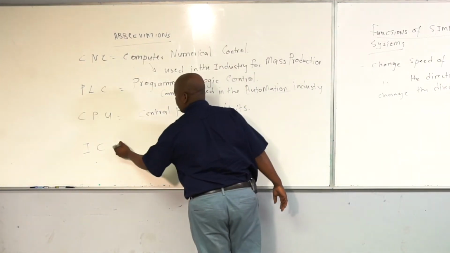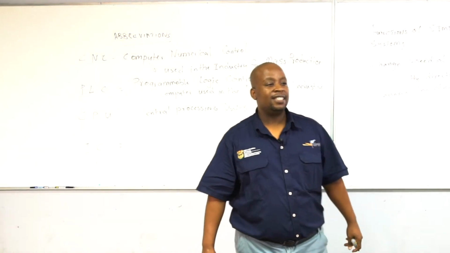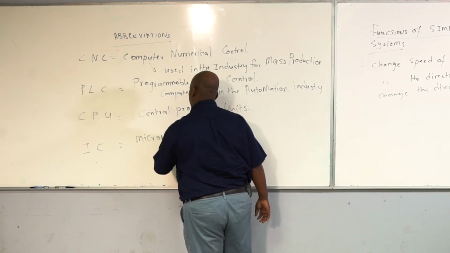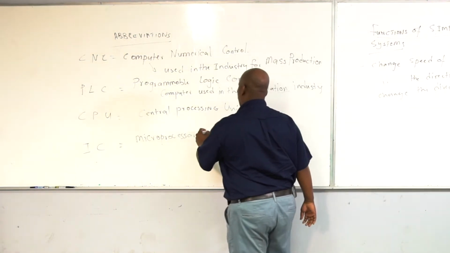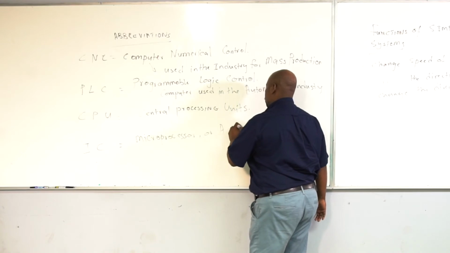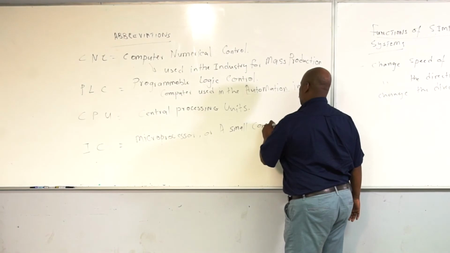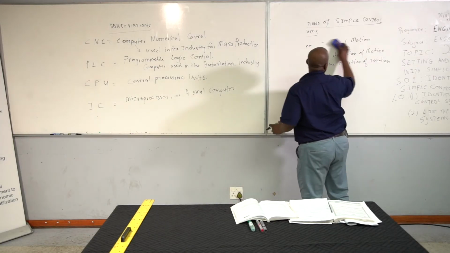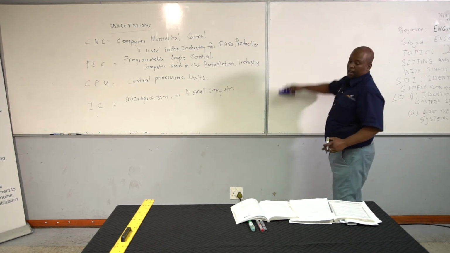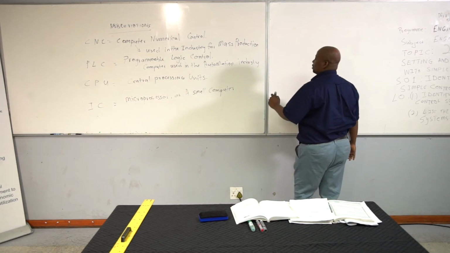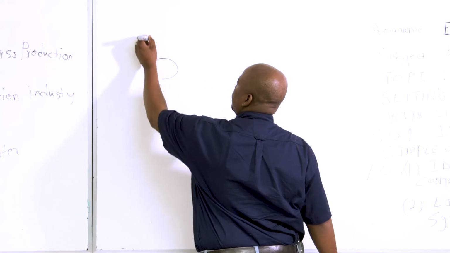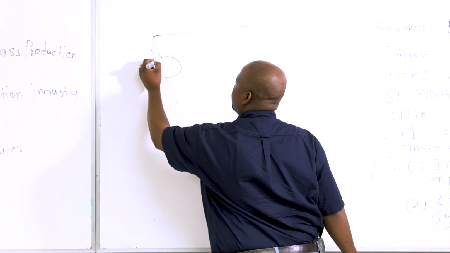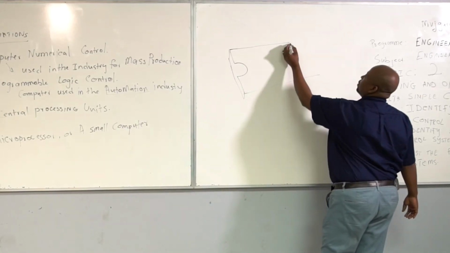And lastly, we have the IC. The IC is actually the integrated circuit. Some call it a microprocessor, or a small computer. If you may allow me, maybe I'll just try to draw a simple sketch or representation of how a small computer can look. I'm not a good artist, but I'll try for the information to reach our candidates.